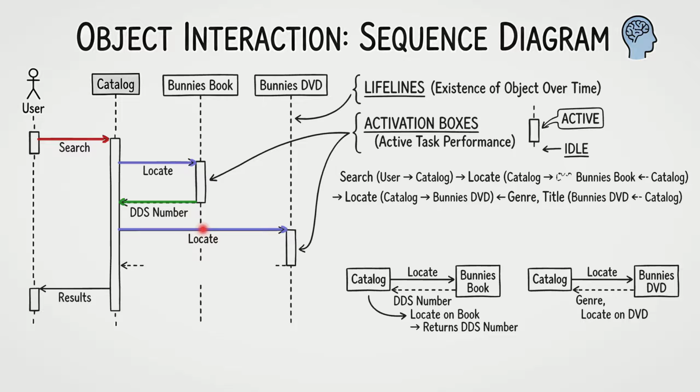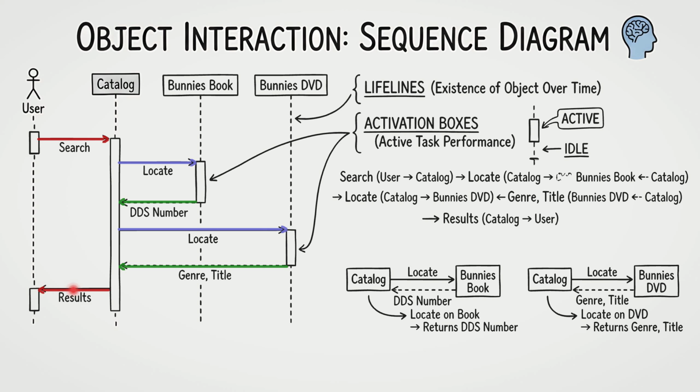Now, a DVD doesn't have a Dewey Decimal System number. Instead, the DVD returns its genre and title to tell the system where it is in the media section. Finally, the catalog compiles this information and sends the combined results back to the user.